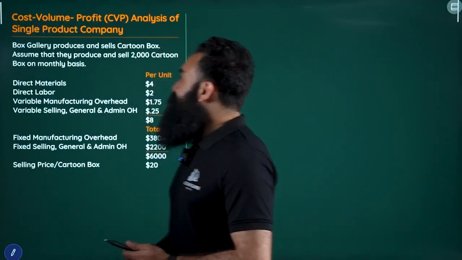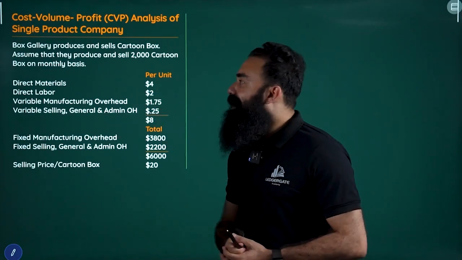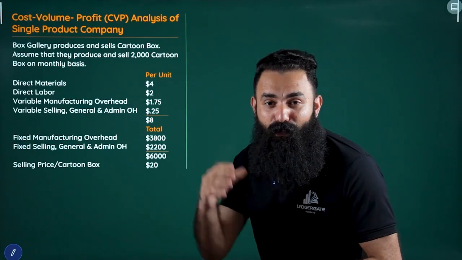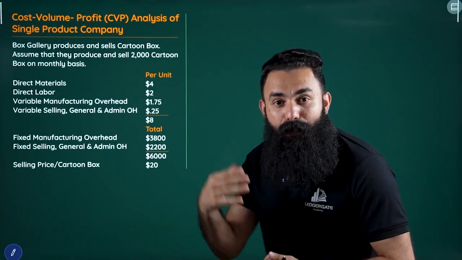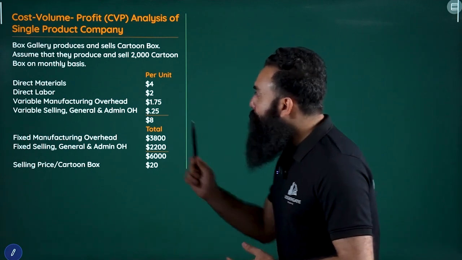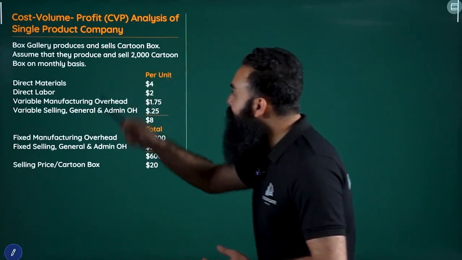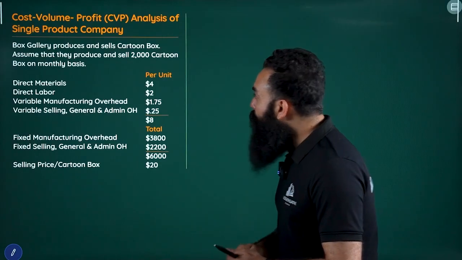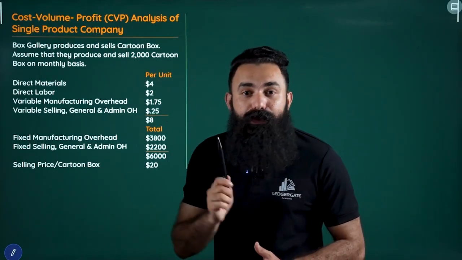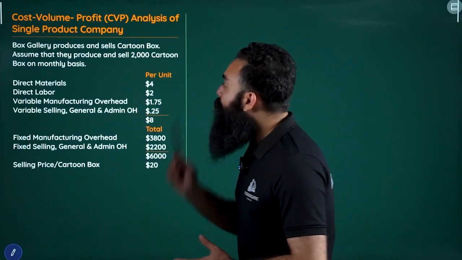Say for example, we have taken an example of a manufacturing company. Actually, what is their business? Producing and selling carton boxes. So the company name is Box Gallery. They produce and sell carton boxes. How many units do they produce and sell? That is 2000 units on a monthly basis.